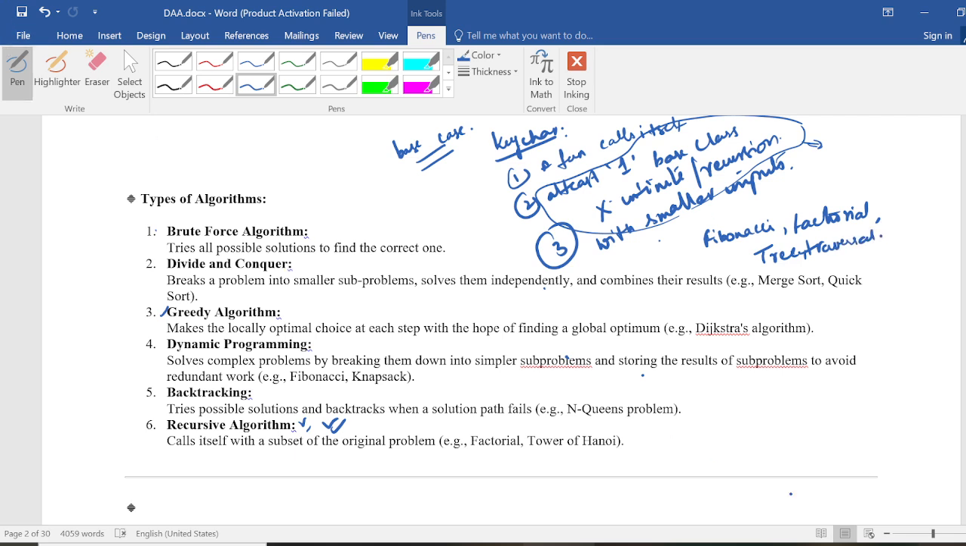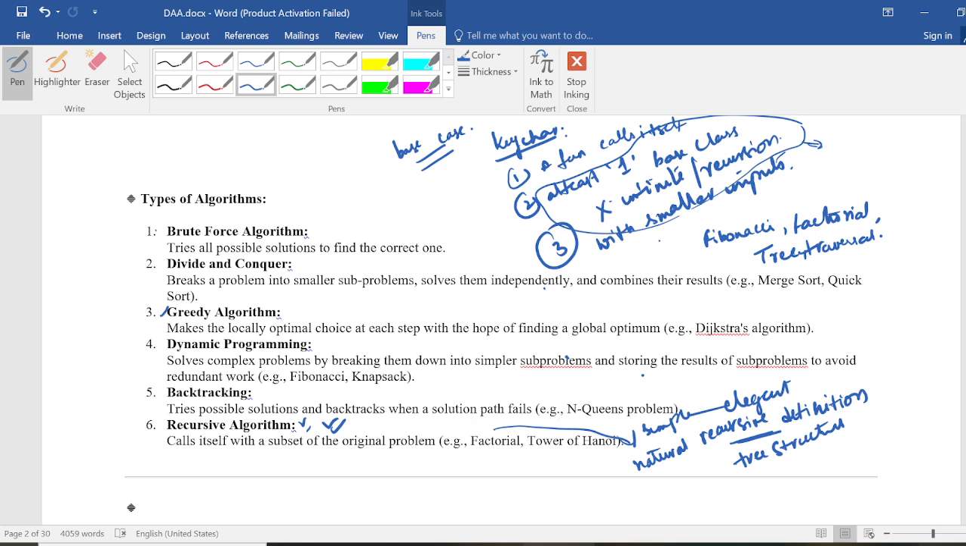So what are the advantages of this kind of recursive algorithm? It is very simple and elegant, and ideal for problems that naturally fit a recursive definition. For example, tree structures come under natural recursive definitions. So this is ideal for all these natural recursive definitions, like tree structures, tree traversals, etc.